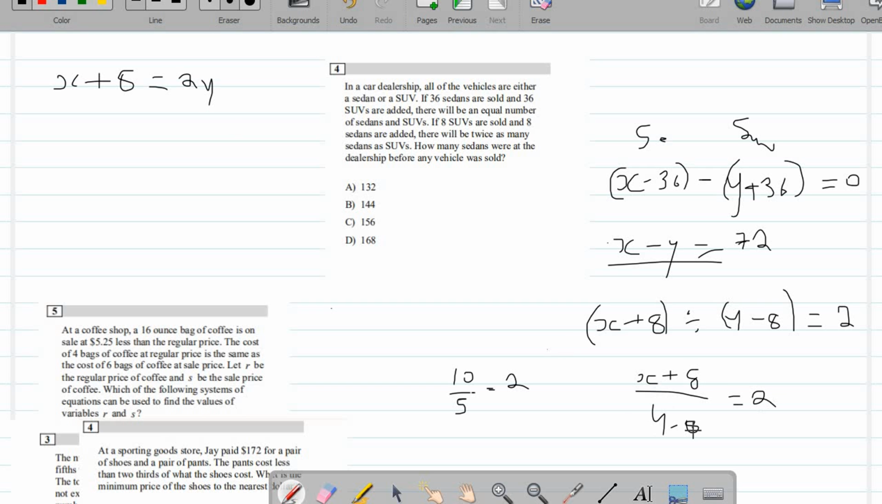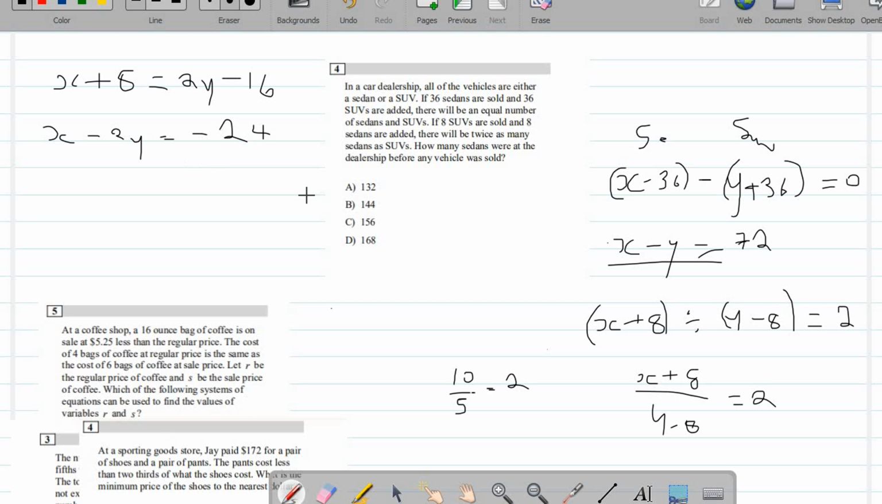2y minus 16. So let's arrange this. We have X minus 2y equal to minus 16 minus 8. Minus 16 minus 8 is minus 24. Okay, so let's do this.